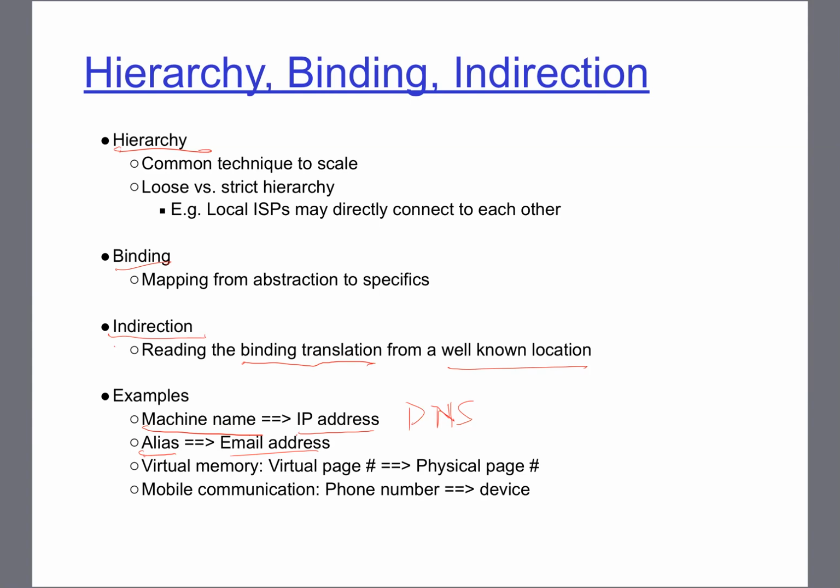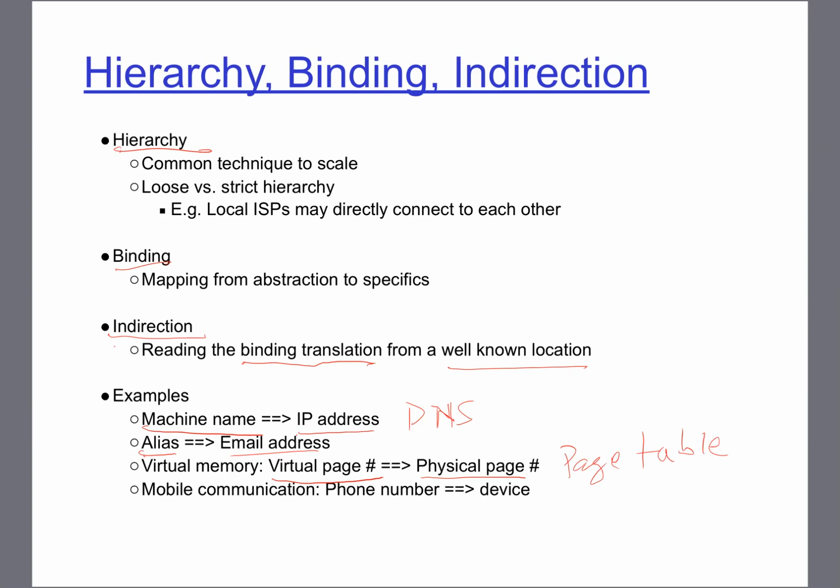For virtual memory in operating systems, again, a process accesses a virtual address from which a virtual page number can be extracted, and you can convert that to a physical page number by looking up a page table, right? So that's another example of indirection, right?